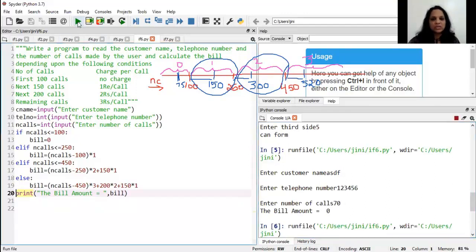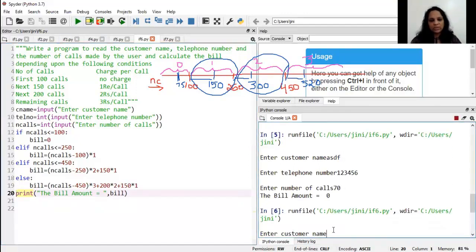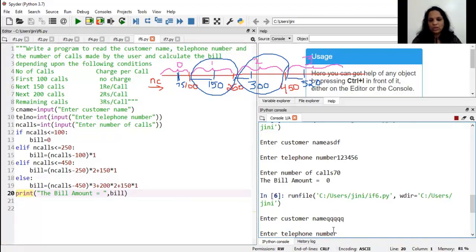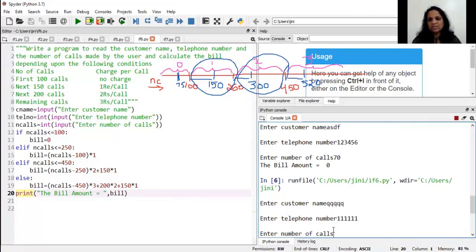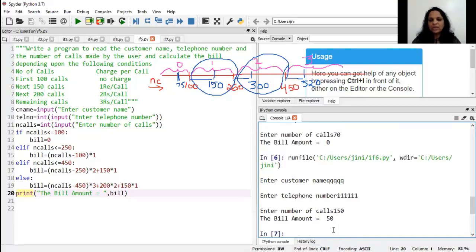Let me show you another scenario where the calculation will be easier. QQQQ, customer telephone number is this, number of calls. Let me take the 150 that we took. Okay, so when it's 150, it's telling me bill amount is 50. Why? Out of the 150, you remember, we were only charged for 50 calls at 1 rupee, and the other calls were free.